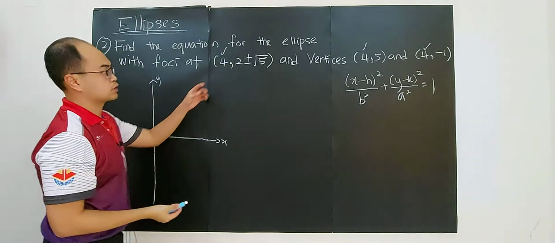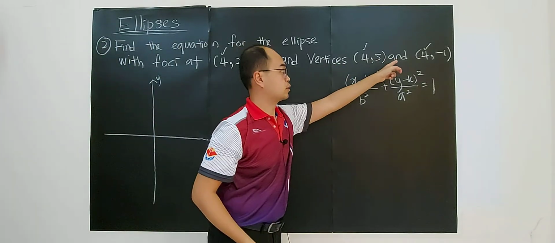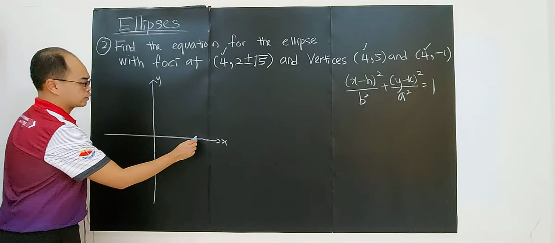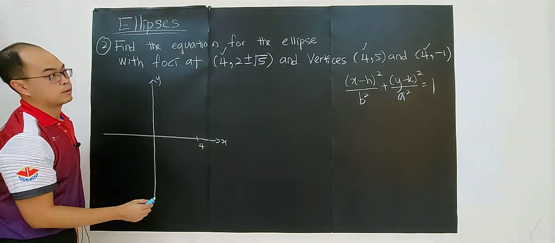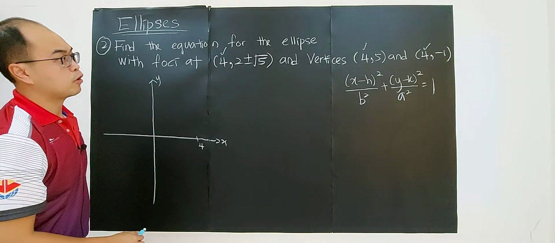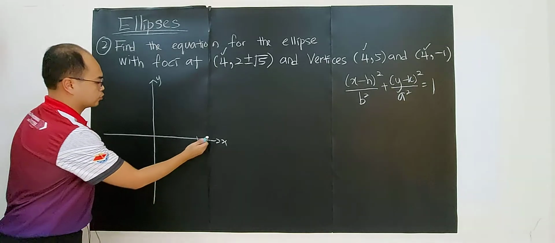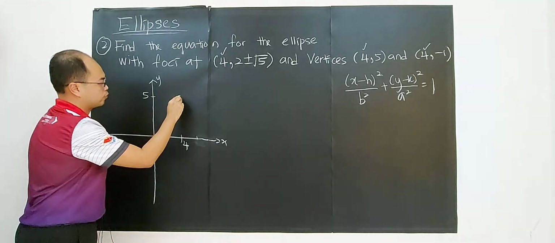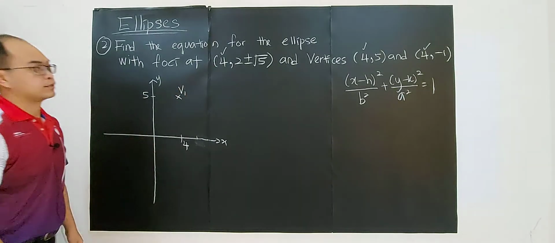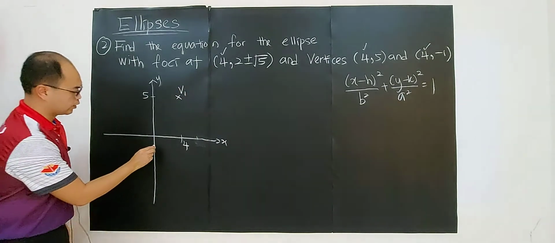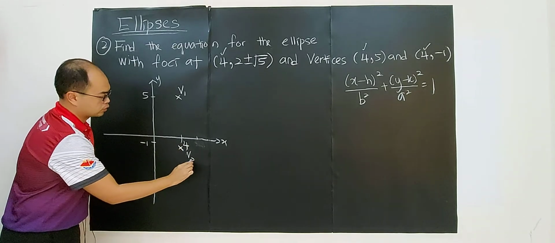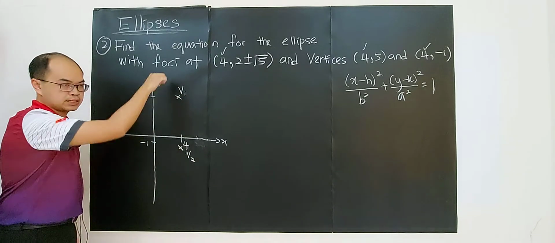So very easy, you're just plotting the vertices. So we have (4, 5), right? So you know that the first vertex will be (4, 5), and the next vertex will be (4, -1), right?